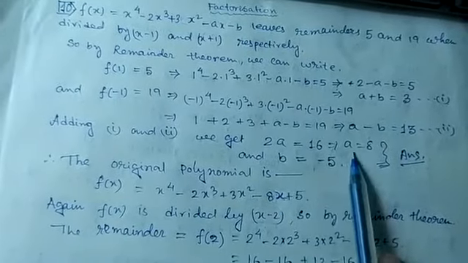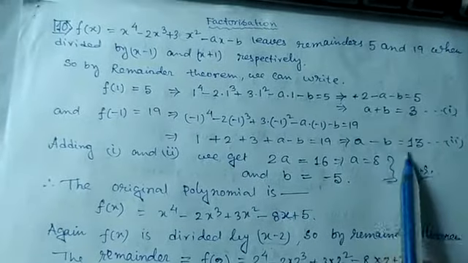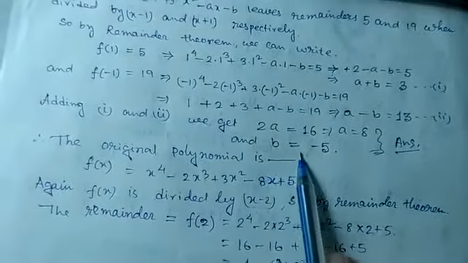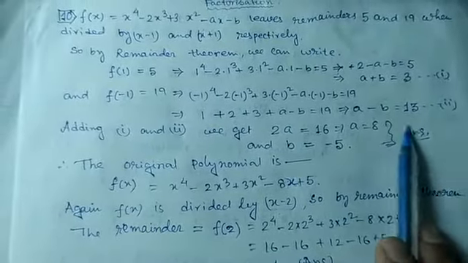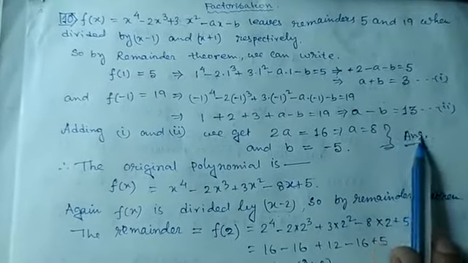Put the value of a, 8, here in number 1 or maybe in number 2, you will get b is equal to minus 5. Now we got the answer. The first part of the question is solved.